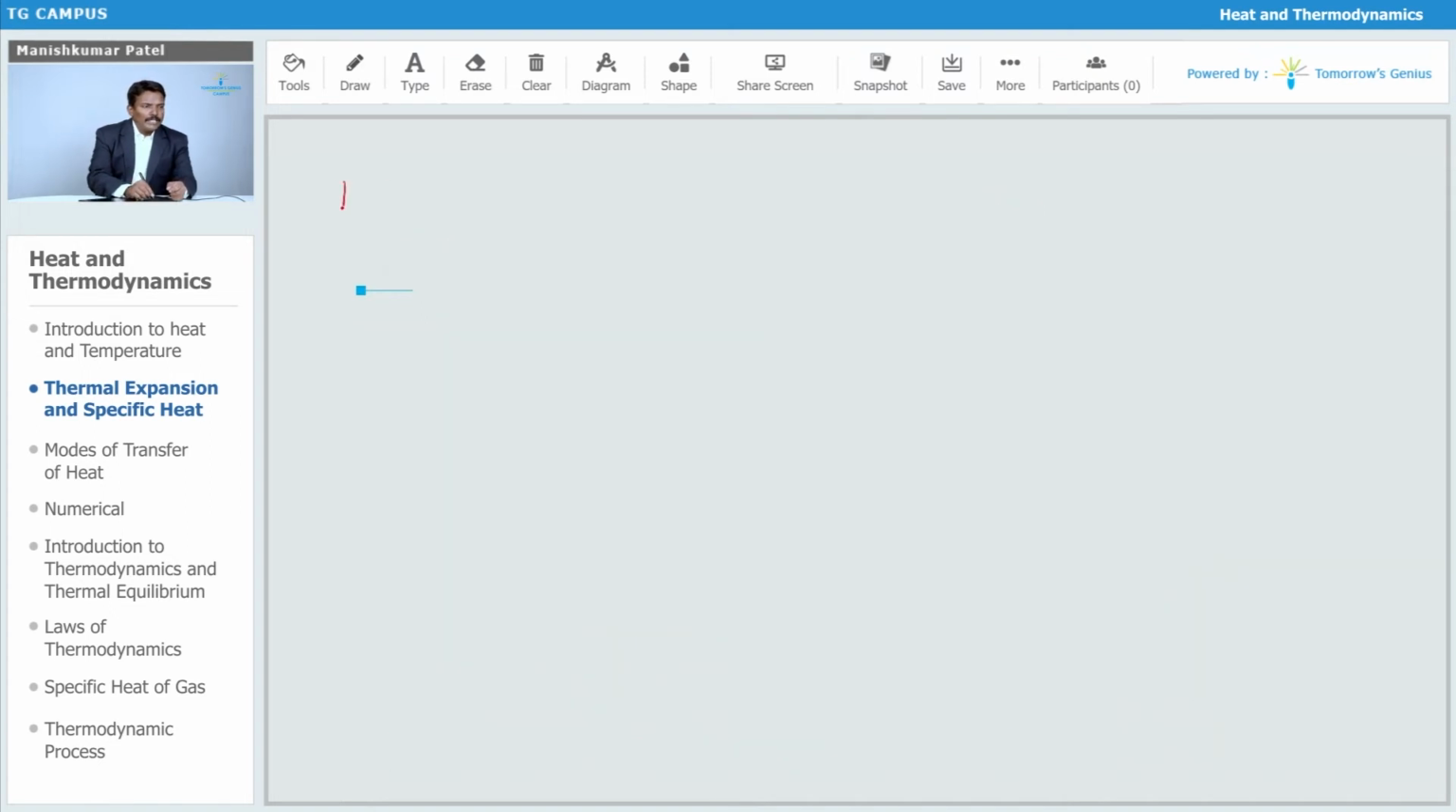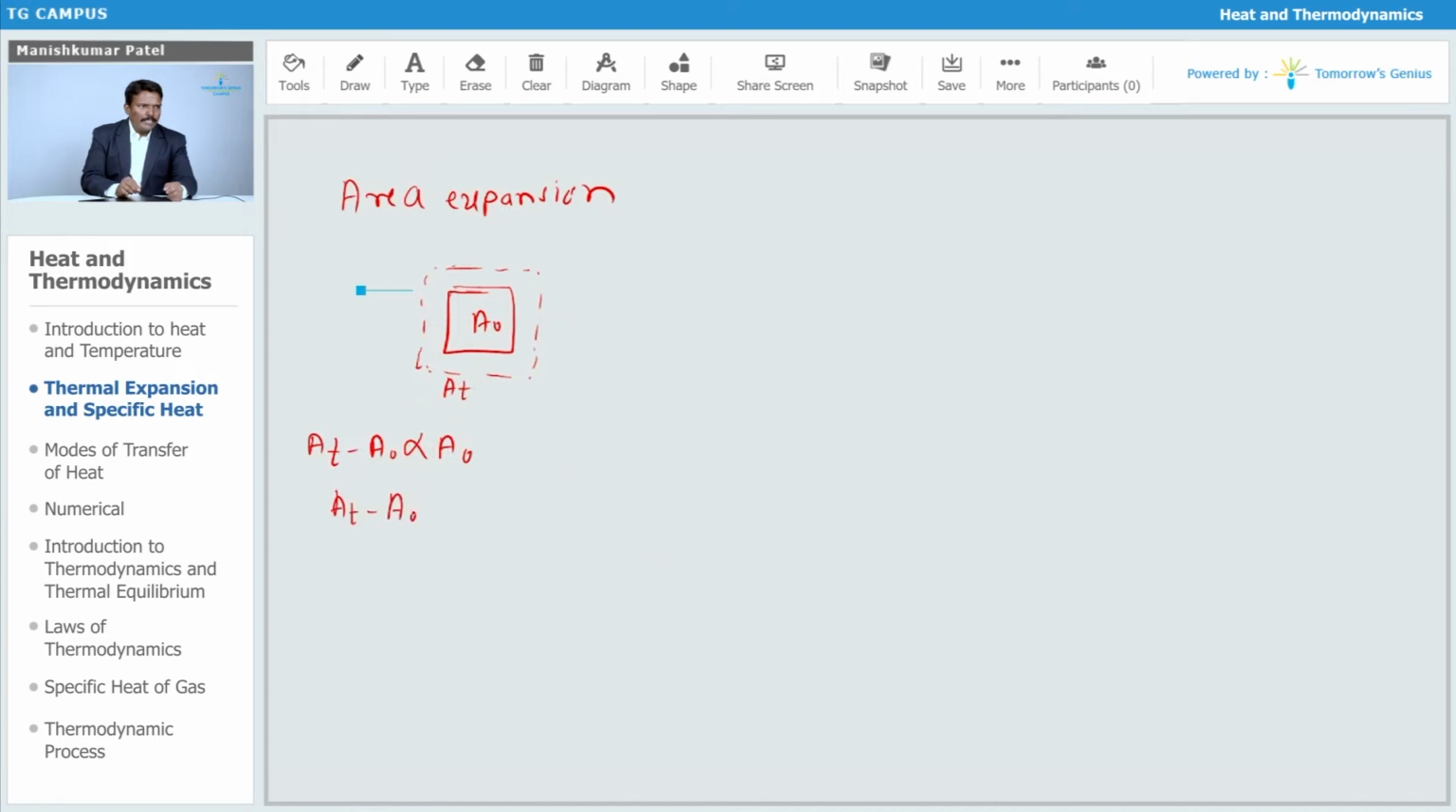Now the next one: the areal expansion, the expansion related to area. I have one square, and when you provide heat, it is going to expand in all directions. The new surface area is AT, initially it was A0. Similarly, we can write AT minus A0 is proportional to A0.